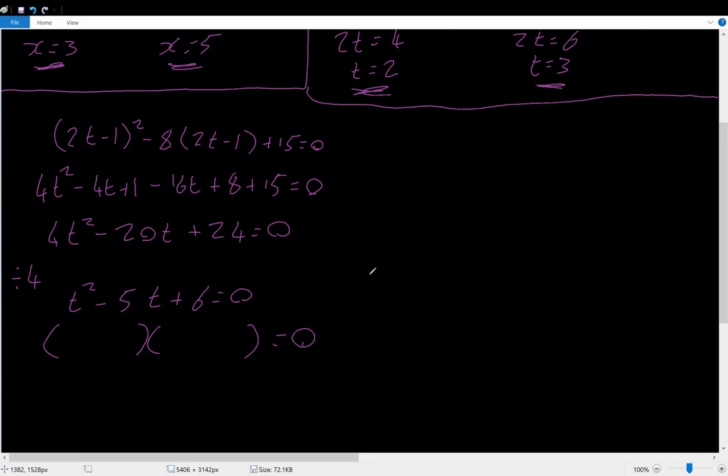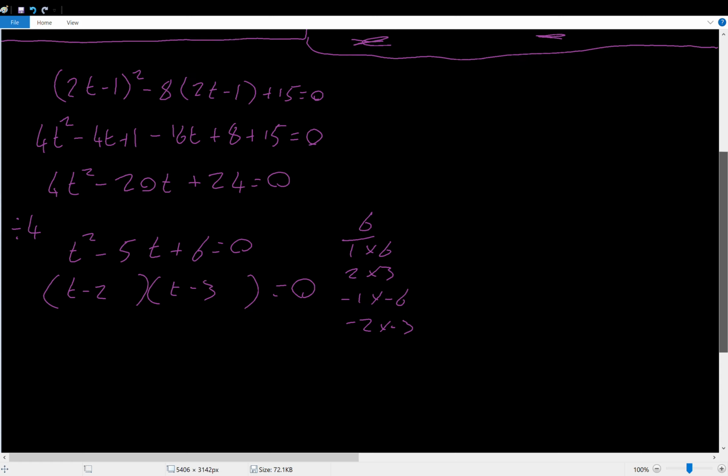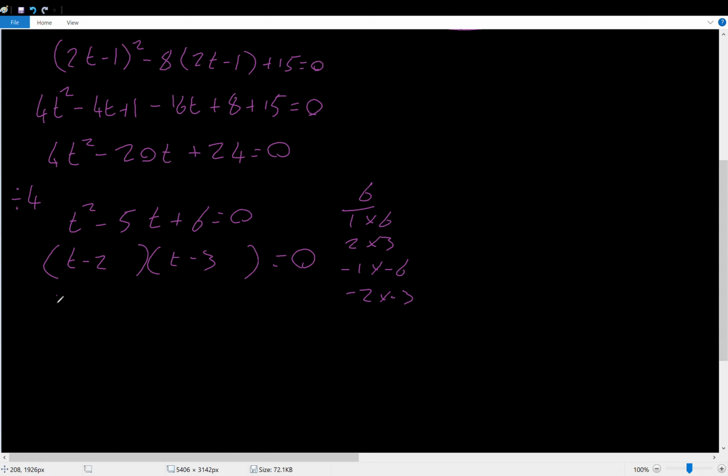We're looking for factors of 6 that sum to minus 5. So we have 1 times 6, 2 times 3, minus 1 times minus 6, and minus 2 times minus 3. And we're going to take minus 2 times minus 3. So we get t minus 2 multiplied by t minus 3. Then we take each bracket separately and say t minus 2 is equal to 0, t minus 3 is equal to 0. So we get t equals 2, t equals 3.